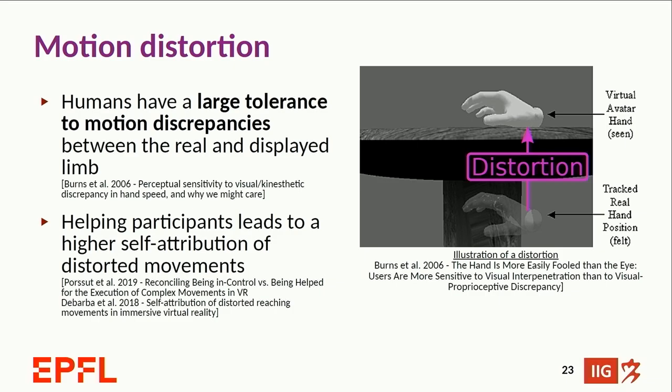And the values are quite important. We can have a tolerance of about 45 degrees in the elbow joint without the user noticing, if this is correctly done, because we are more focused on the visual feedback than on proprioception. And this is even more important if we use the distortion to help participants achieve some goal.